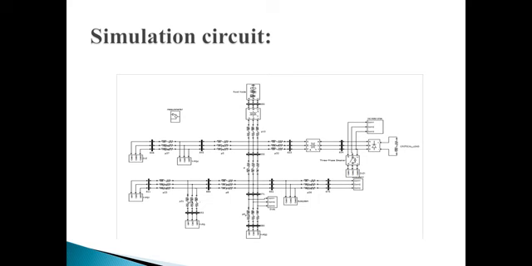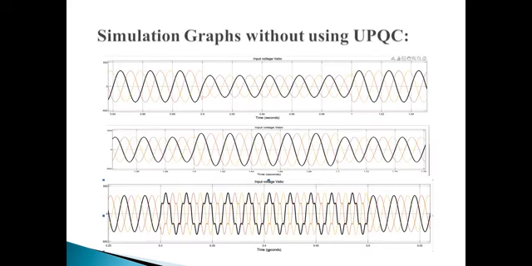This is the simulation circuit. These are the graphs without using UPQC. That means at the grid side, voltage sag is observed from 0.9 to 1, voltage swell is observed from 1.6 to 1.7, and harmonics are observed from 0.3 to 0.5. This is during the grid side, and by using UPQC we can mitigate these voltage sags, swells and harmonics at the output side.